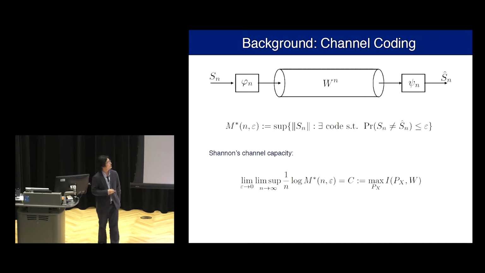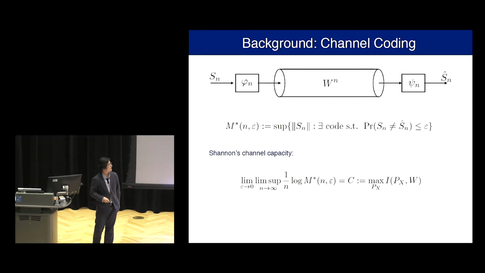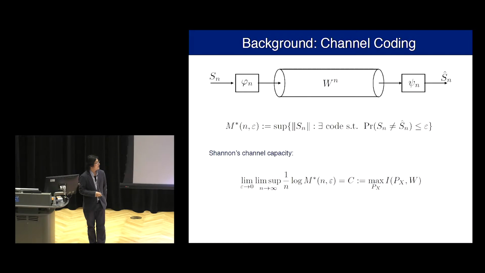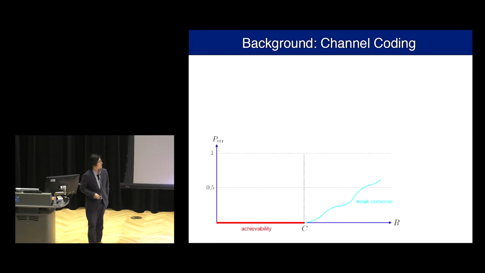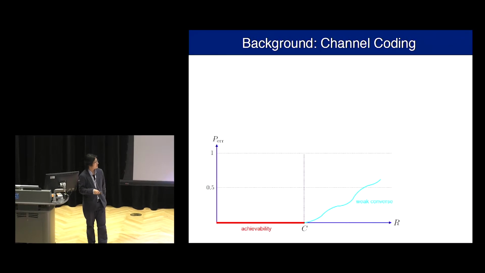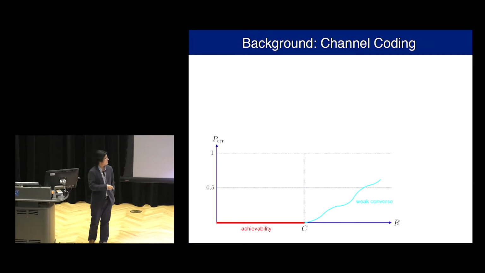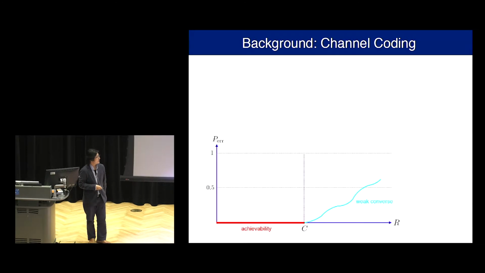In the point-to-point channel coding problem, Shannon's coding theorem claims that the optimal coding rate for vanishing error probability is characterized by the capacity. So this theorem means that up to the capacity, the error probability can be 0. But above the capacity, the error probability cannot be 0. Usually, this kind of claim is called weak converse in information theory.